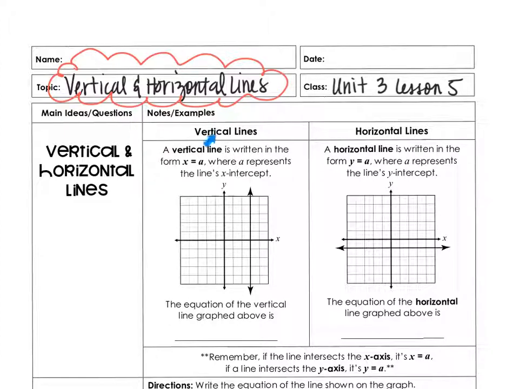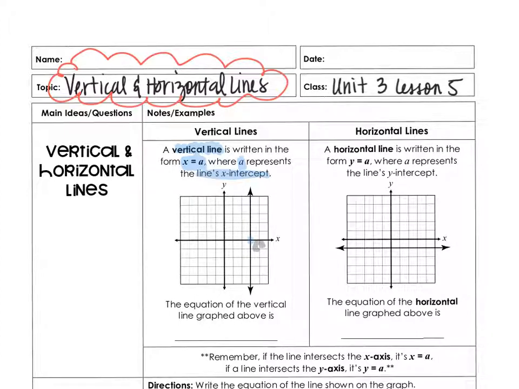So what's a vertical line? Well, a vertical line is always written in the form x equals a, where a represents that line's x-intercept. So now we see that a vertical line actually has an equation, and that equation is x equals a. So x equals a number, and that number a is the line's x-intercept. If we take a look at this line, that x-intercept is 3, or (3, 0).